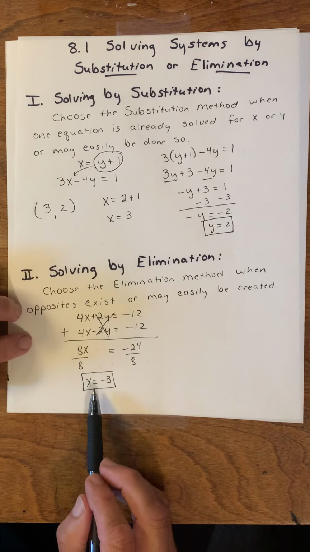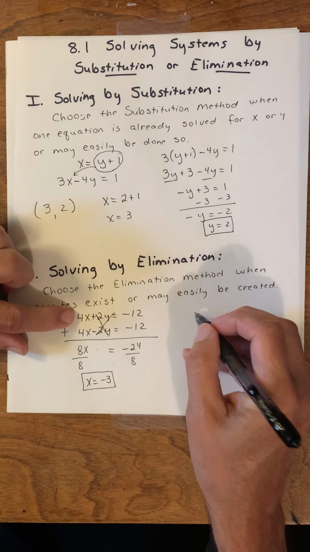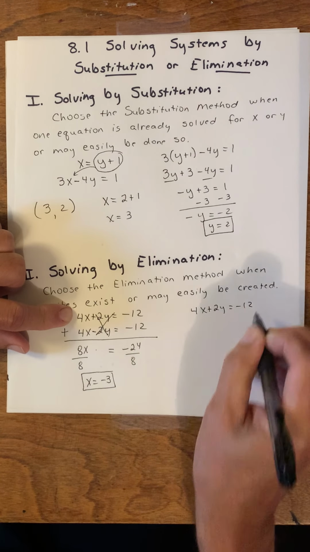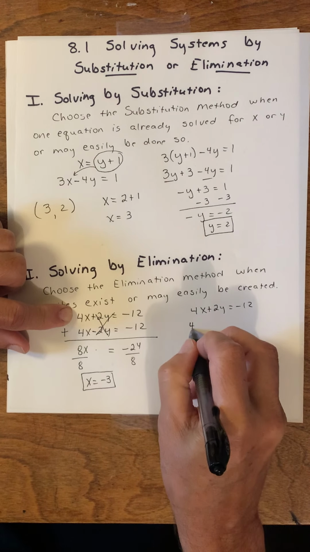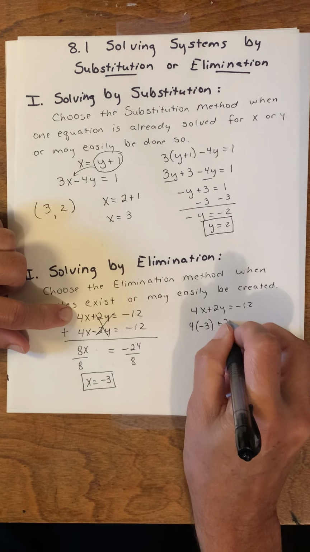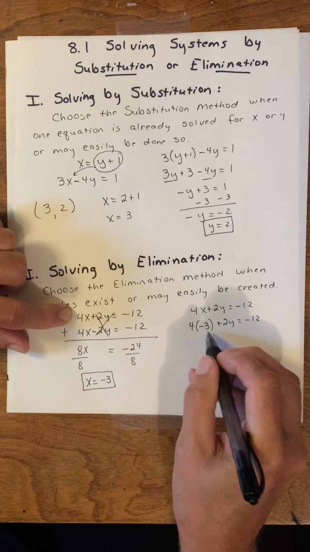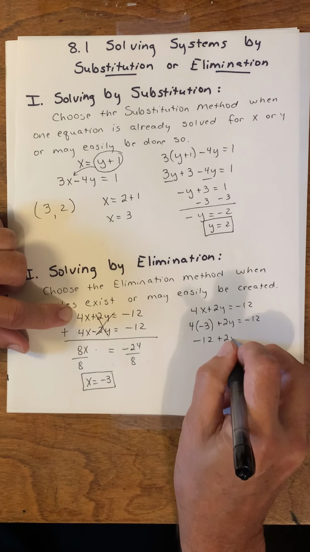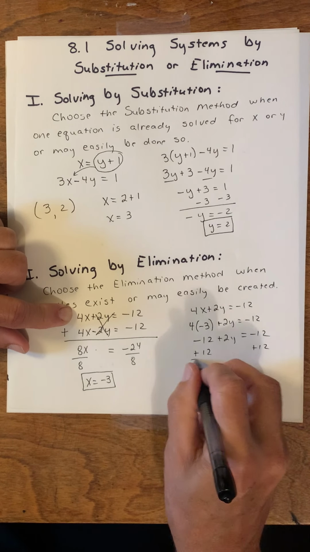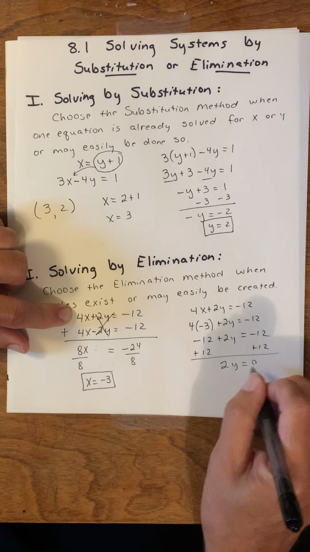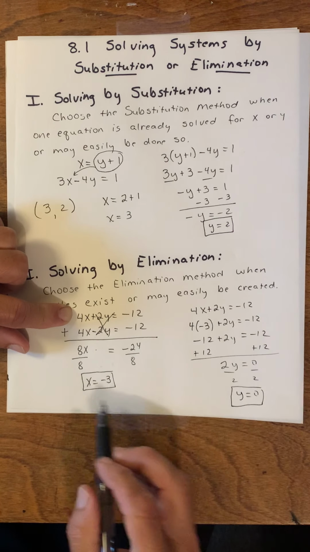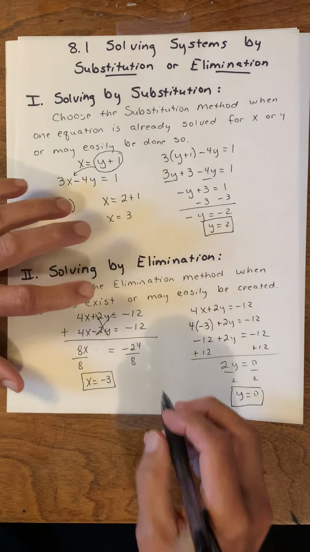So now all I have to do is substitute negative 3 into either of these equations. I'll pick the first one. 4x plus 2y is negative 12. But wait a minute, x is negative 3. Once you have one of the values, just substitute to get the other. Negative 12 plus 2y is negative 12. I think I'll add 12 to both sides. Oh my goodness, look what happens. 2y is 0, divided by 2, y is 0. So I now have my point of intersection, (negative 3, 0).